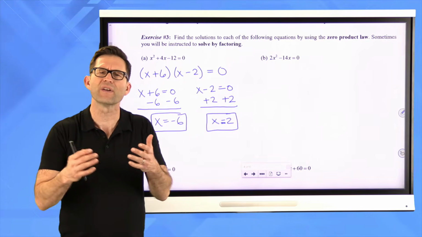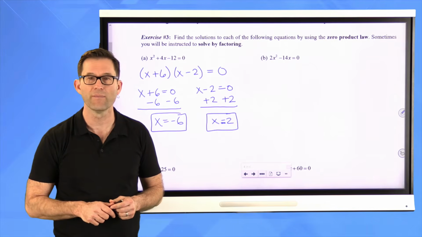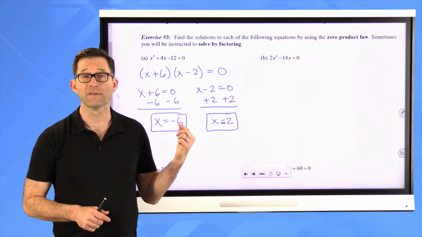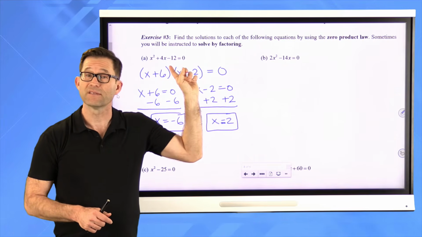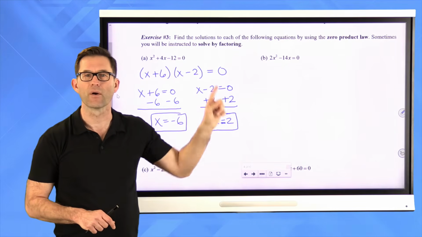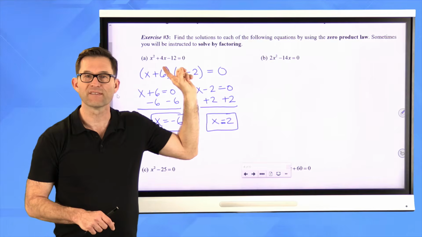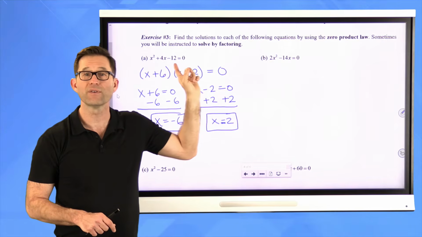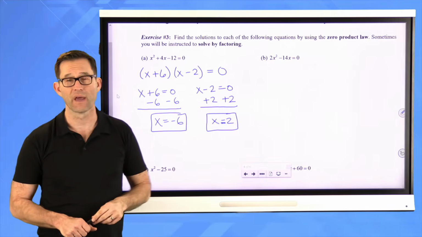Again, never forget that even though this does rely on a bit of a gimmick, not so much a gimmick as a mathematical fact about the number 0 and products, you can take these numbers, put them back into the original equation, and see that it makes the equation true. Like if I put 2 in there, I'd get 2 squared, which is 4, plus 4 times 2, that's 8, plus 4 is 12, and 12 minus 12 is 0. So yeah, it works. I won't even go there with the -6, but it does.